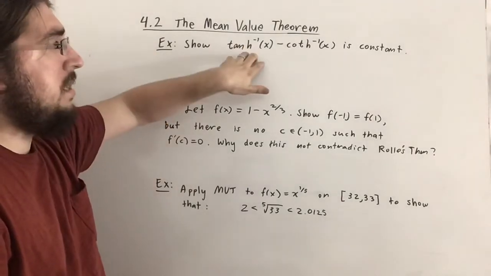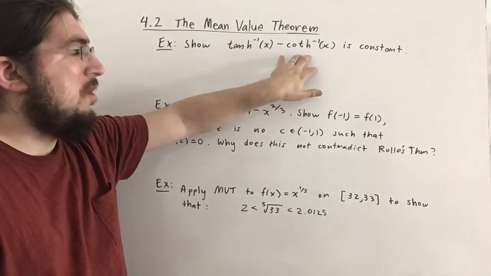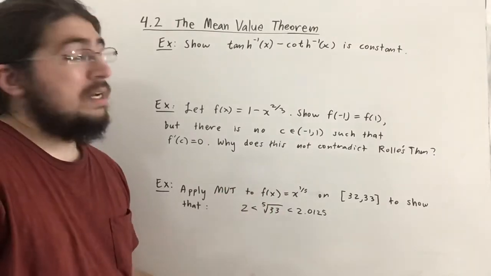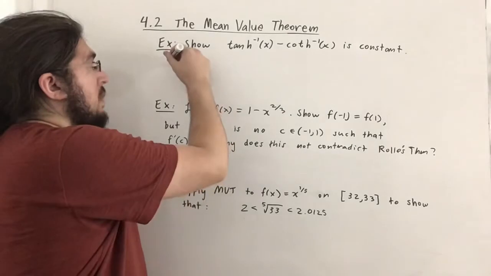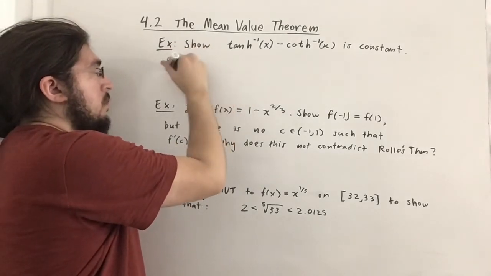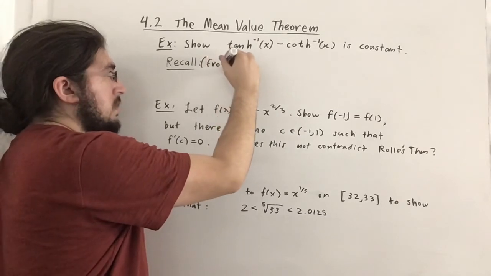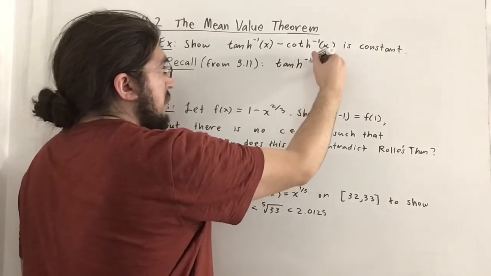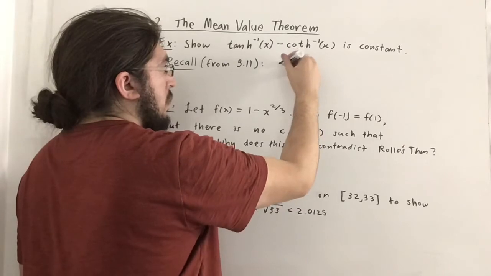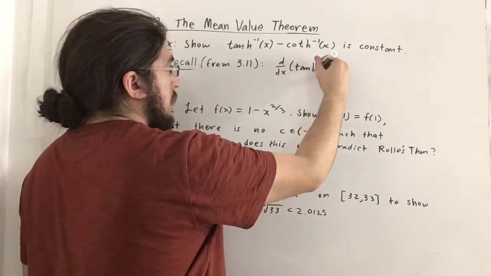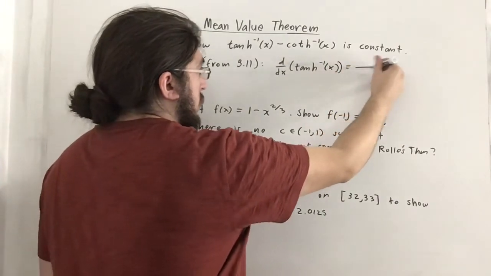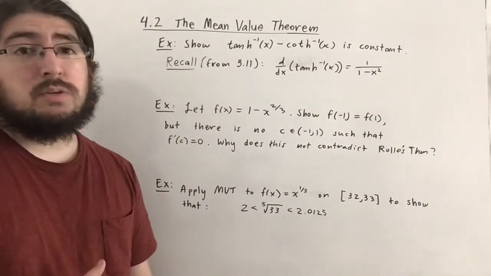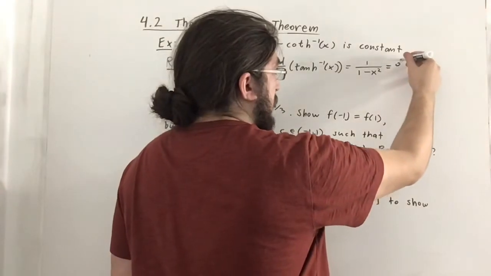So we want to show that hyperbolic tangent inverse minus hyperbolic cotangent inverse is constant. Yikes. So that's a callback, obviously, to chapter 3.11. And in that, we must recall, from chapter 3.11, that d over dx of inverse hyperbolic tangent was equal to 1 over 1 minus x squared. We actually proved that in the video for chapter 3.11. And we also proved that this is the same as the derivative of inverse hyperbolic cotangent.